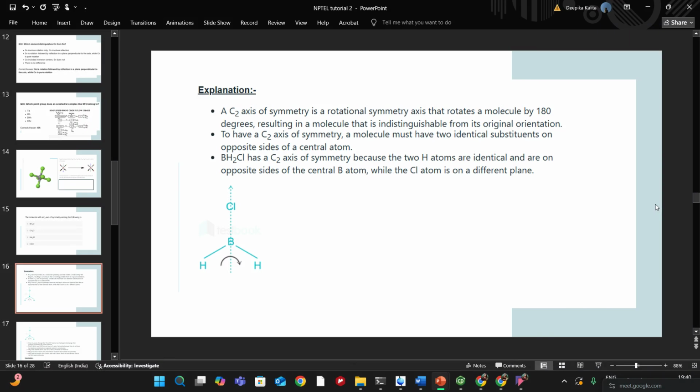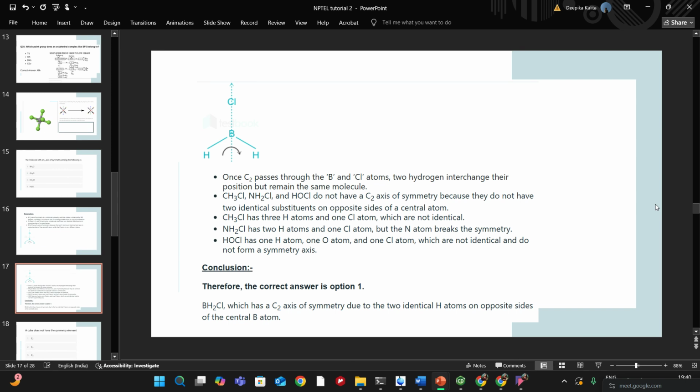Okay, so let us continue from the next question. So here is the explanation for the last question. As you can see, CH3Cl, NH2Cl, and HOCl do not have a C2 axis of symmetry because they do not have two identical substituents on opposite sides of a central atom. Hence, the C2 axis will not give you the same identical position of the substituents of the molecules.